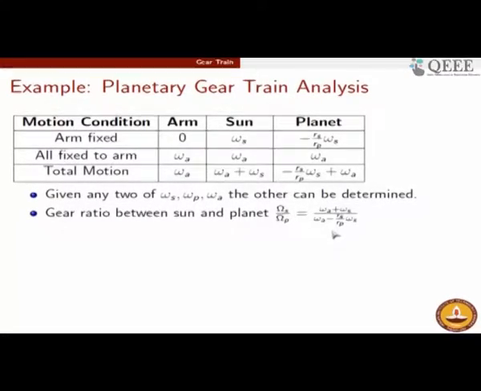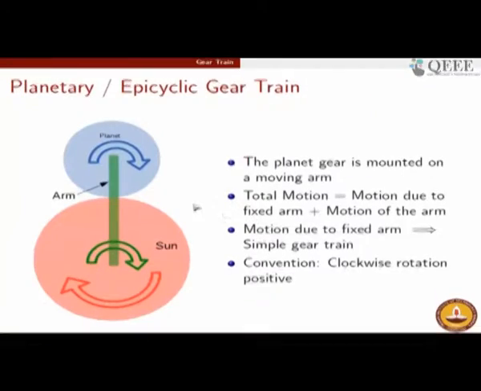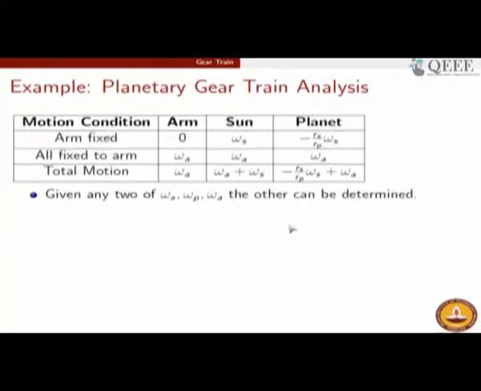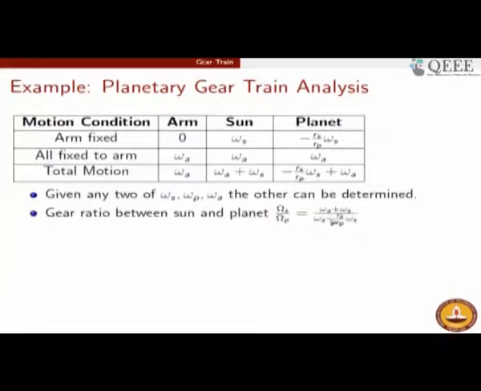So now you can realize what is the advantage of using a planetary gear system. If I can independently control the arm speed using a planetary gear train, I can attain any gear ratio that I want because I have the gear ratio dependent on omega A. So omega A is a new control parameter which is entering my gear ratio. If I can independently vary my omega A, I can get any ratio between the sun input and the planet output or planet input and the sun output. Either way it can work.